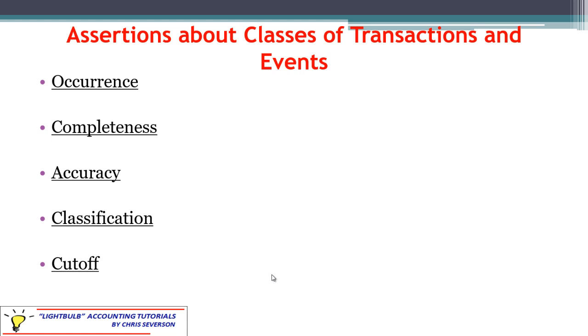Occurrence, completeness, accuracy, classification, and cutoff. So really the only new ones are the occurrence and the cutoff. But even occurrence we're going to see is very similar to existence. But cutoff is something a little bit different.